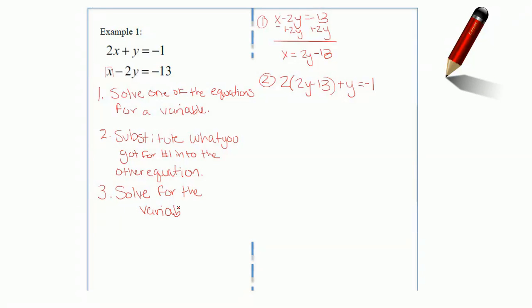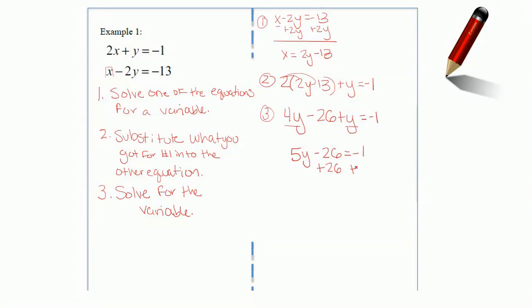Okay? So let's solve for this variable here. So, step 3, there we go. 4y minus 26 plus y equals -1. All I did is distribute that 2 in, just like we've been doing. Let's combine things. I know 4y and y are on the same side, so we need to combine them together. So I have 4y's plus another y. I have 5y's in all, right? Negative 26 equals negative 1.